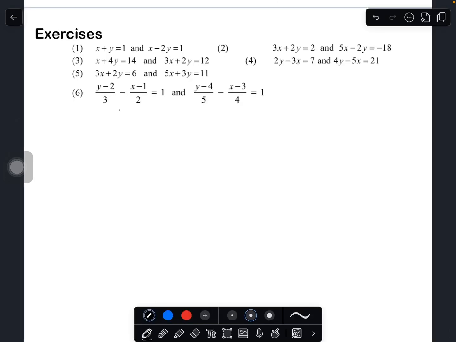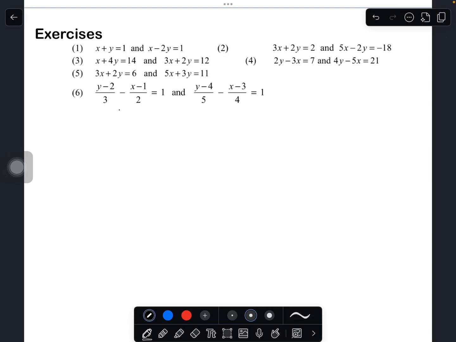So now in this fourth sum, we have 2y plus minus 3x equals 7 and 4y minus 5x equals 21. So again, we don't have anything that has a coefficient of 1 for the x and the y, but also we don't have anything that cancels off instantly. So you can use the substitution method, but you can also use the elimination method. So I'm going to switch back to the elimination method just so you guys can see, if you prefer the elimination method, how to do a sum like this.